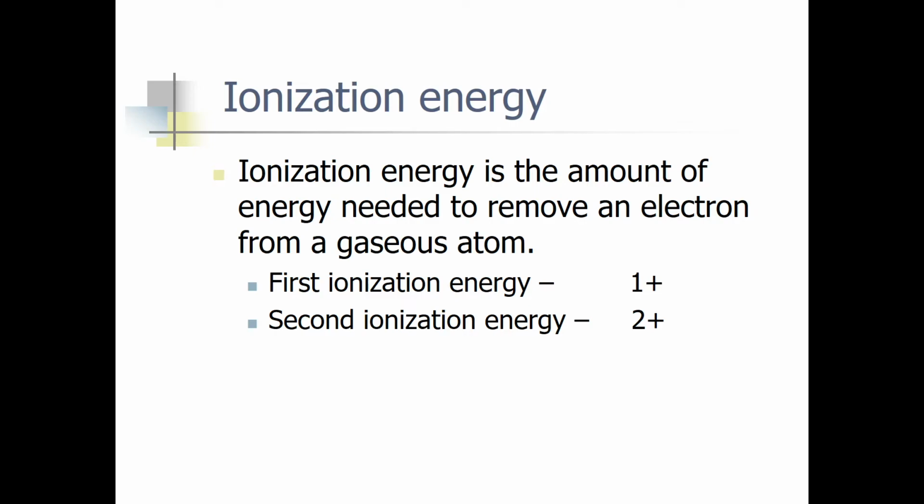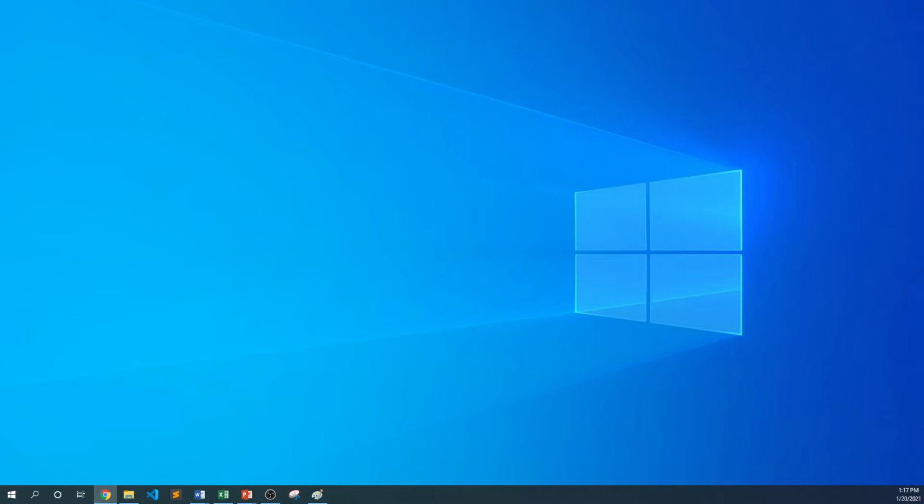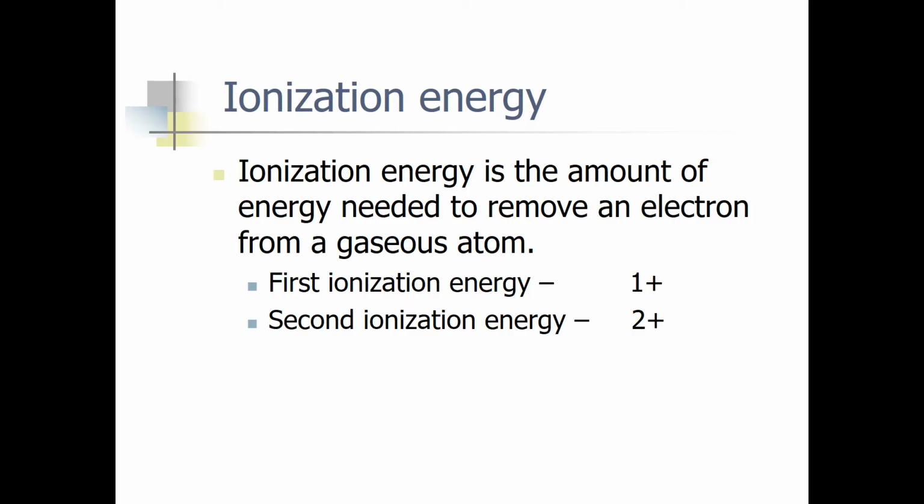What do you think the difference between first ionization energy and second ionization energy means? What do you think the meaning of the words first ionization energy and second ionization energy is? First ionization energy is the energy required to remove a single electron from a non-ion, from a neutral atom. The second ionization energy is the energy needed to remove an electron from an atom that's already lost one.